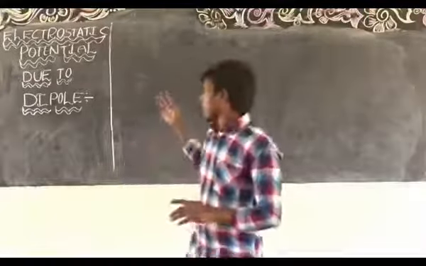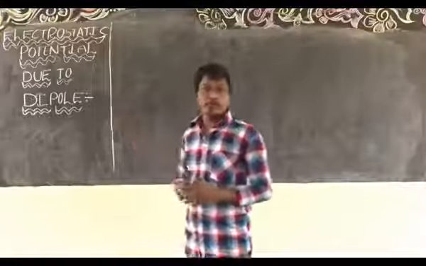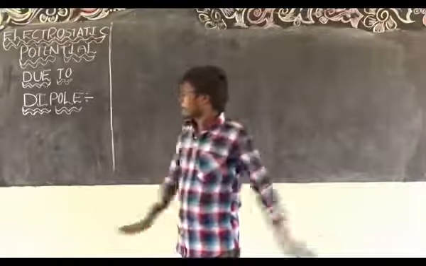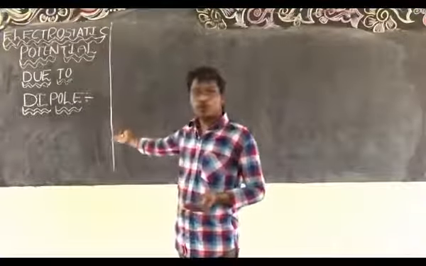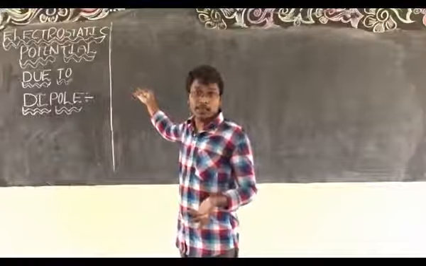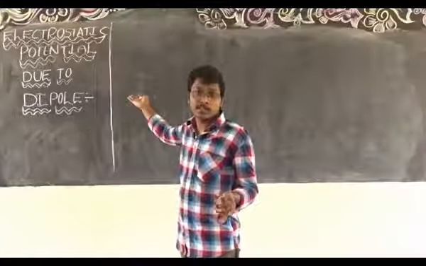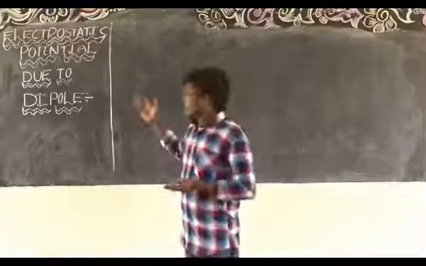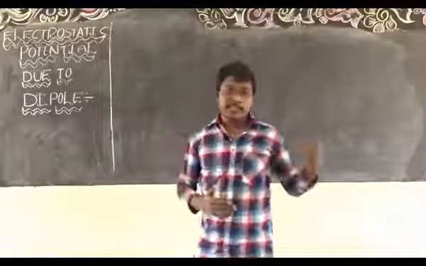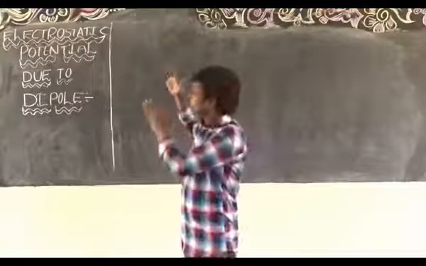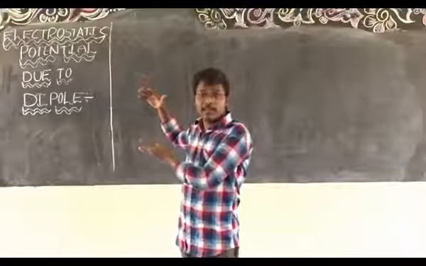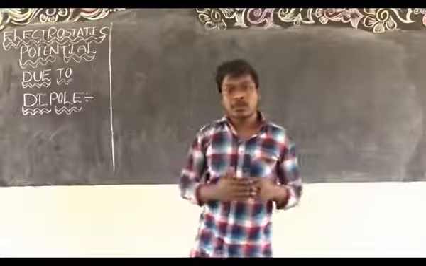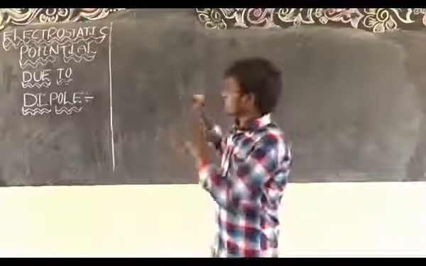Now, electrostatic potential due to a dipole. We are going to learn about this concept. We know what electrostatic potential is and what its expression is. Dipole we already discussed in the previous class. So we know about the two terms, electrostatic potential and dipole. Now we are going to discuss this one.